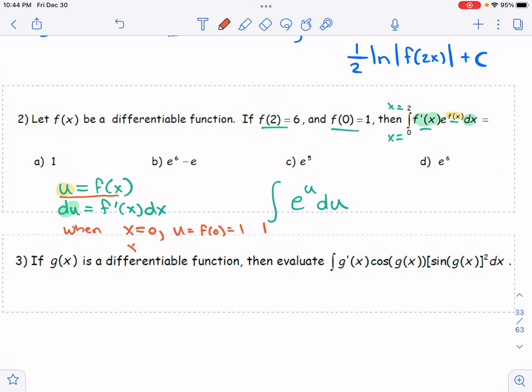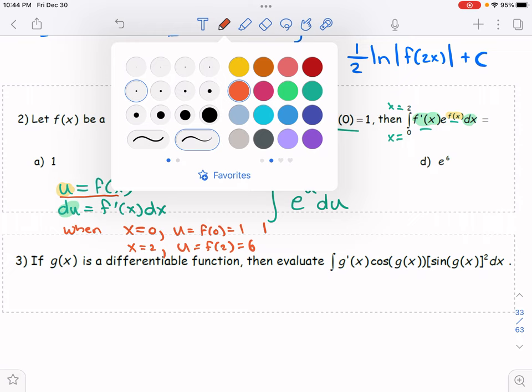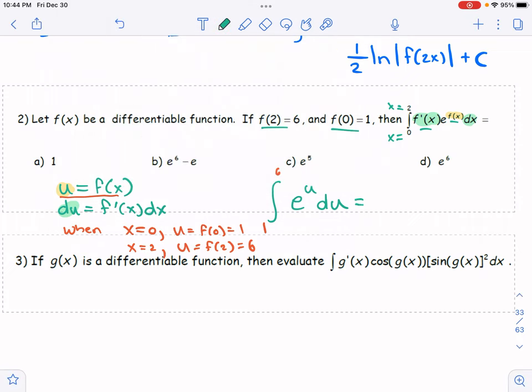And when x is equal to 2, u is equal to f of 2, and what do you know, they told us that f of 2 is 6. And so now I can evaluate this integral as though it was always in terms of u. The antiderivative of e to the u is e to the u, evaluated from 1 to 6. So I get e to the 6th minus e to the 1, and I recognize that answer as b.